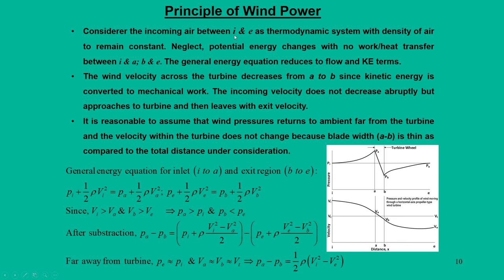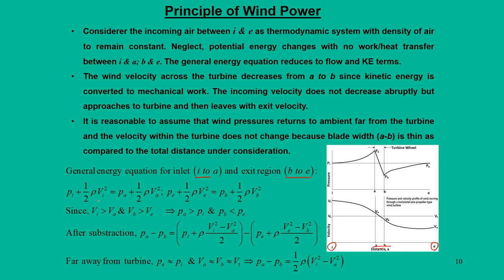We take this complete domain as I and E, that is inlet and exit, and locations A and B as the locations at which the turbine is being installed. Since there is a drop in pressure here, we will keep A and B aside separately and apply Bernoulli's equation between I and A, that is one equation, and the other between B and E. Based on this, we write the general energy equations from I to A and B to E, and we also neglect the elevation difference.